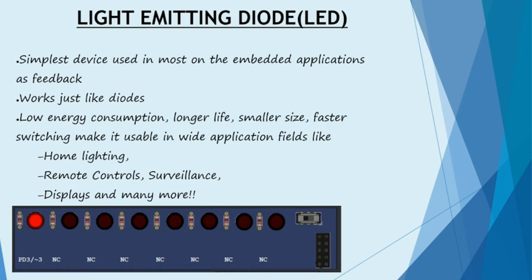Light emitting diode. What is a light emitting diode? It is the simplest device used in most embedded applications as feedback. It works as a diode, but it has low energy consumption and a longer life. We can do applications such as home lighting, remote control, surveillance, display, and many more things.